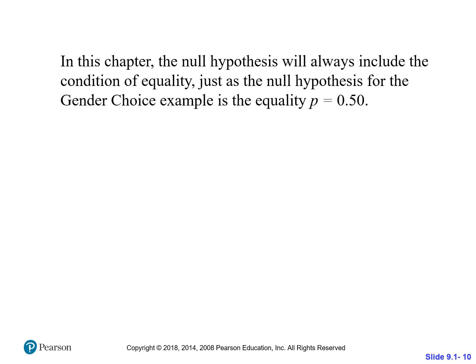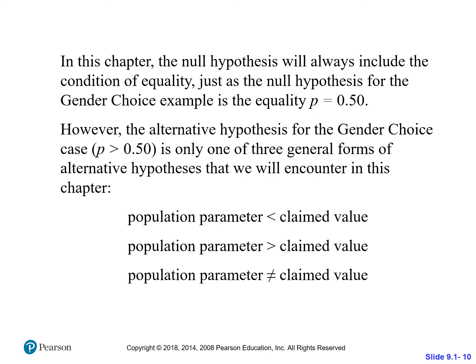In this chapter, the null hypothesis will always include the condition of equality, just as the null hypothesis for the gender choice example is the equality p equals 0.5. However, the alternative hypothesis for gender choice takes on one of three general forms: the population parameter is less than the claimed value, is greater than the claimed value, or is not equal to the claimed value.